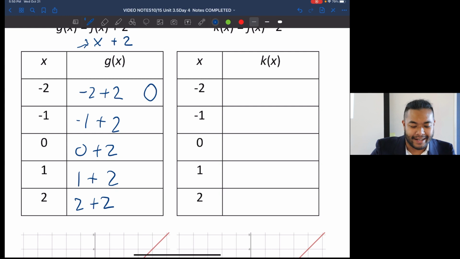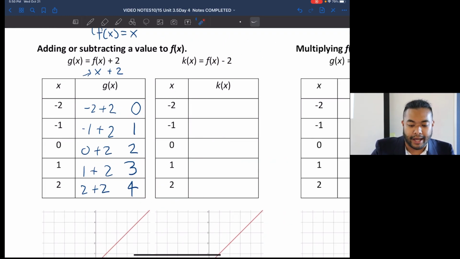Yes, I am. Negative 1 plus 2 is positive 1. There we go. 2 minus 1 is 1. 2 plus 0, or 0 plus 2, is 2. 1 plus 2 is 3. And 2 plus 2 is 4. So what I see is I'm taking my original function, which would have this parent function at negative 2, negative 2.